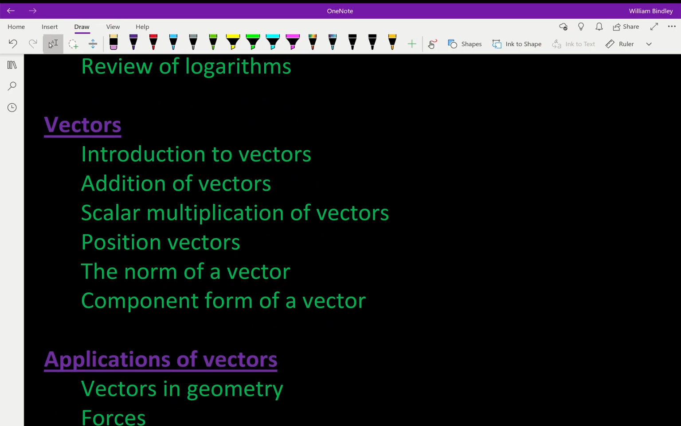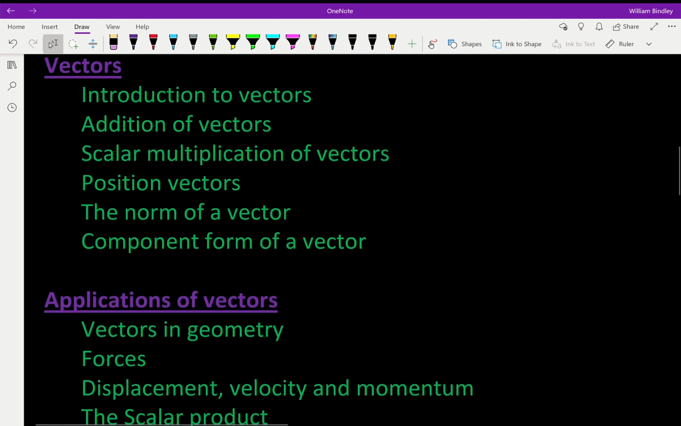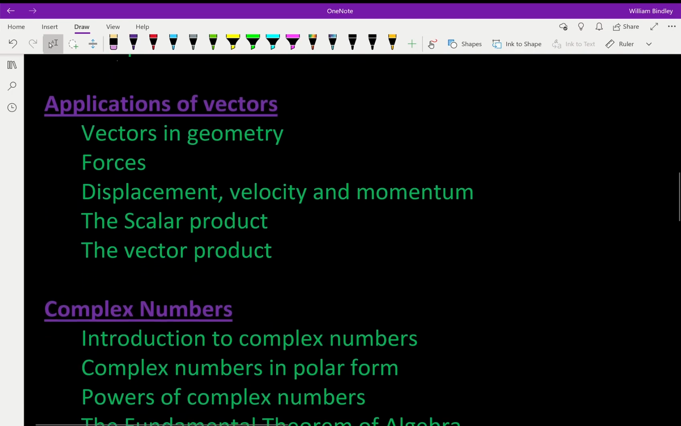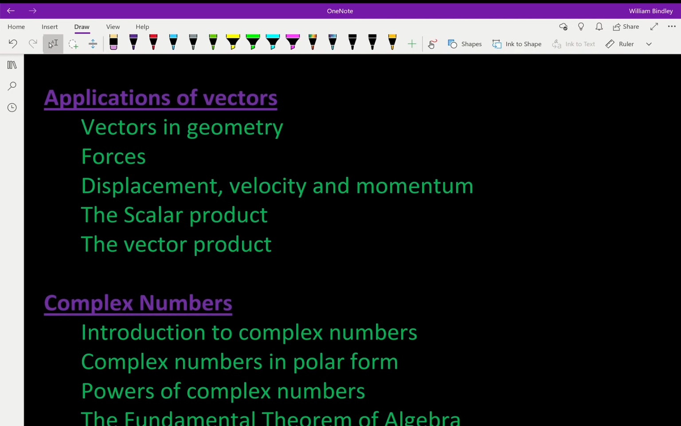So we'll talk about vectors. I'll introduce them. We'll talk about their addition, so adding two vectors, the scalar multiplication of vectors, position vectors, the norm, which is just the length of a vector, and the component form of a vector. So after that, we'll do some applications of them. There are applications in geometry, and then we'll do some physical applications like forces, displacement, velocity, momentum, etc. And then we'll talk about how the scalar product and the vector product can have applications as well.